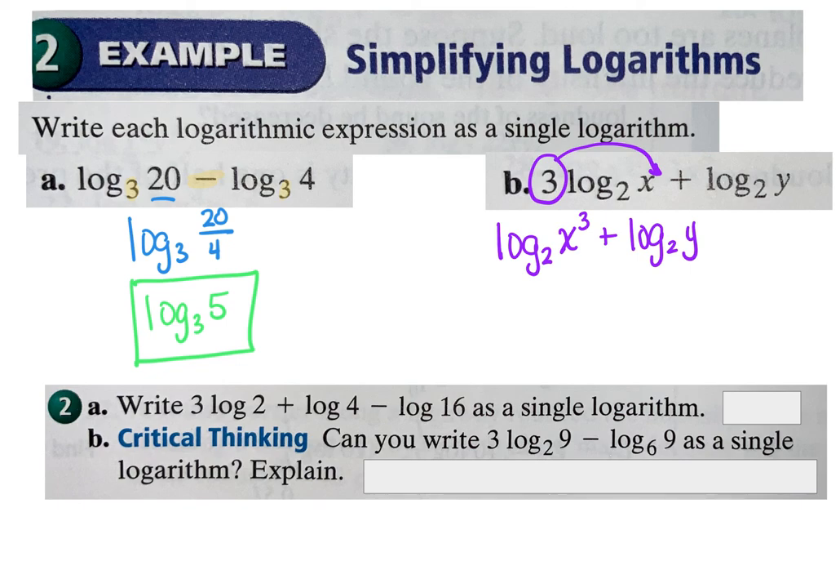I have one more property I can use. What's happening in between those two logs? I'm adding. So what can I change that to? One log with multiplication. Log base 2 of x cubed y. Do you need the parentheses? For clarification, I would probably put that there.